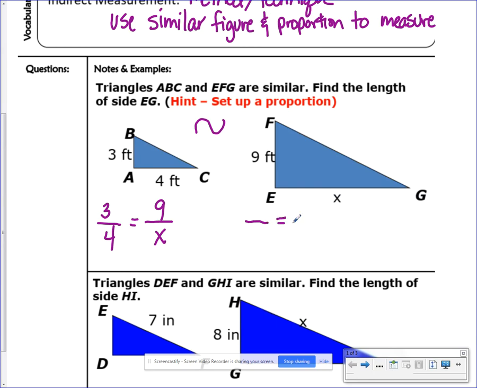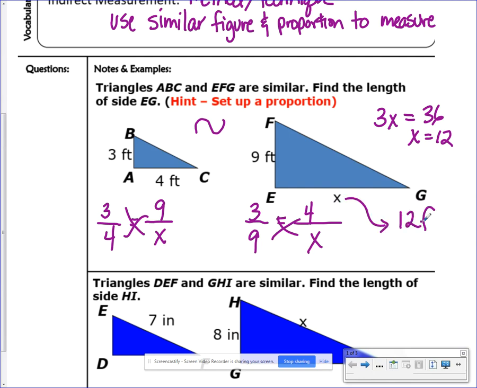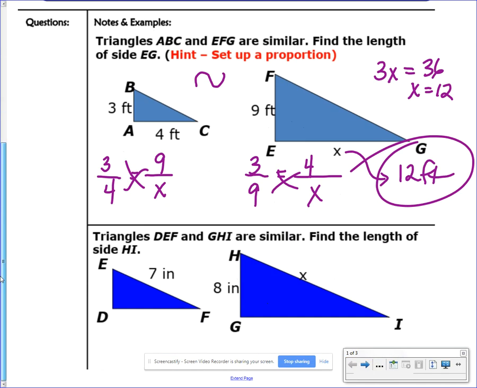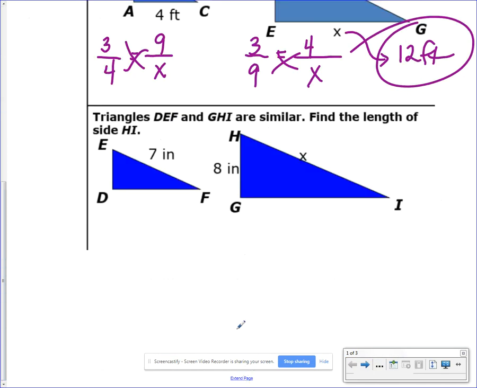You could set it up that way. Or maybe some people like to go this way, vertical side 3 to vertical side in the big one, 9, little triangle base, big triangle base. You could set it up that way. Either way, it works, and you simply cross multiply to solve. Or maybe you can see what the ending value is on these. Basically, regardless of which way you do it, if you cross multiply, you get 3x equals 36. And when you divide both sides by 3, x has to be 12 feet. Make sure you label it. Show your work. There are a lot of ways to do it, and I want to see how your brain is processing these.